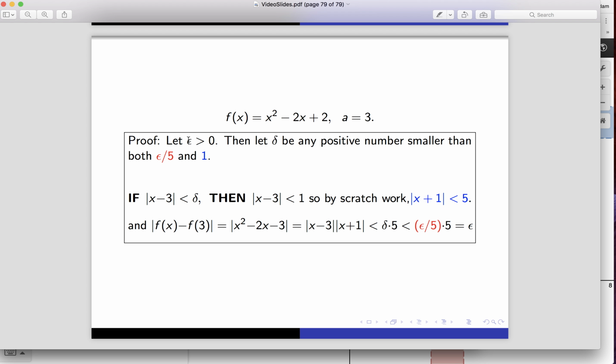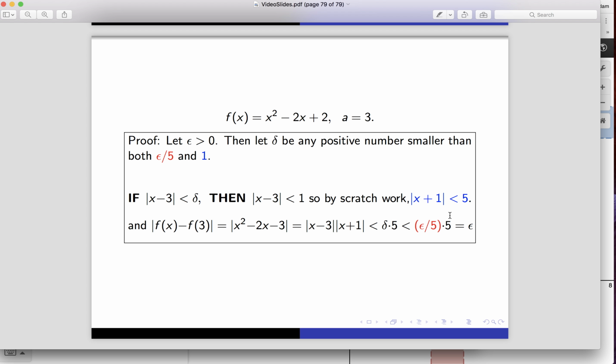So let's let epsilon be greater than 0, and let delta be any positive number smaller than both epsilon over 5 and the number 1. I've got these two colors here, and in that video we went through where we used the fact that delta was smaller than 1, that was to give us this bound here, and where we used that delta was smaller than epsilon over 5, that was because we were going to multiply delta times 5, and of course we wanted that to be equal to epsilon at the end.